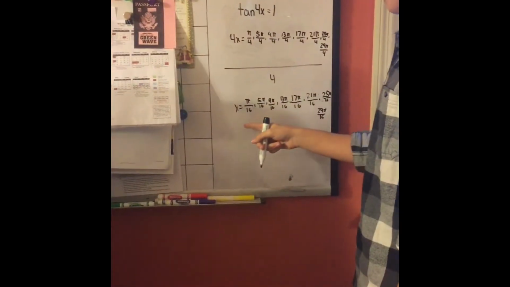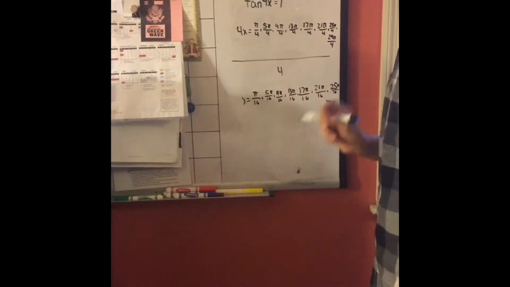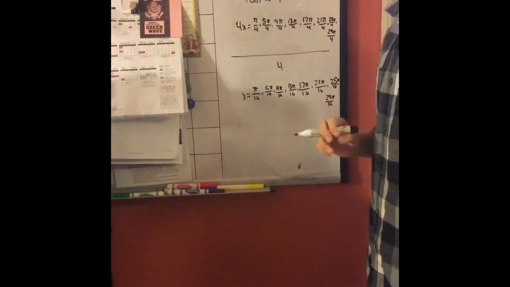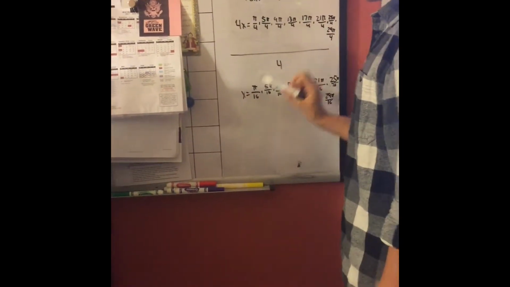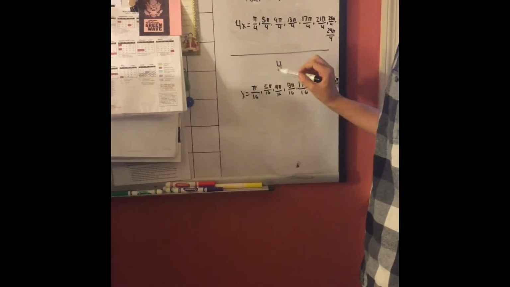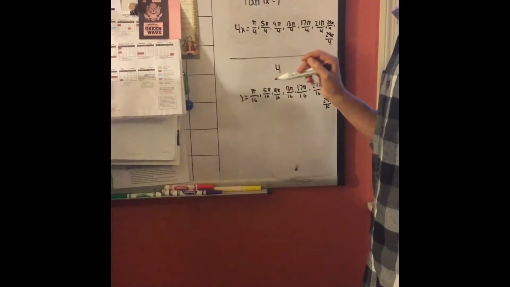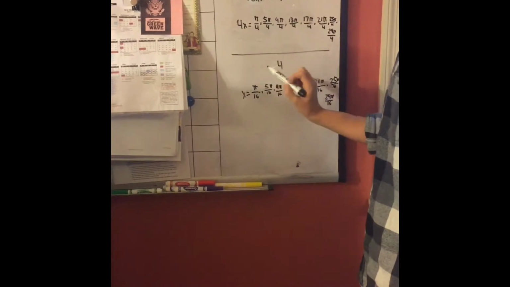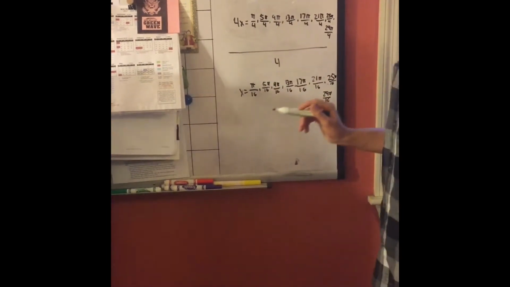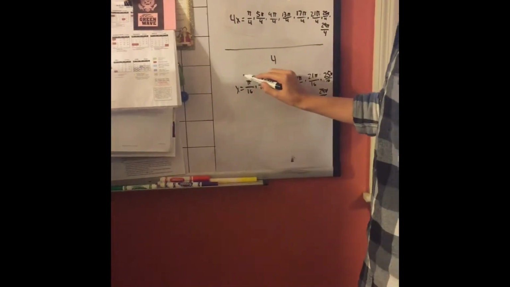Now we have to make sure that all of these solutions are actual solutions between 0 and 2 pi. So 2 pi would be 32 pi over 16. Since all of these are above 0 and under 32 pi over 16, they are all solutions.